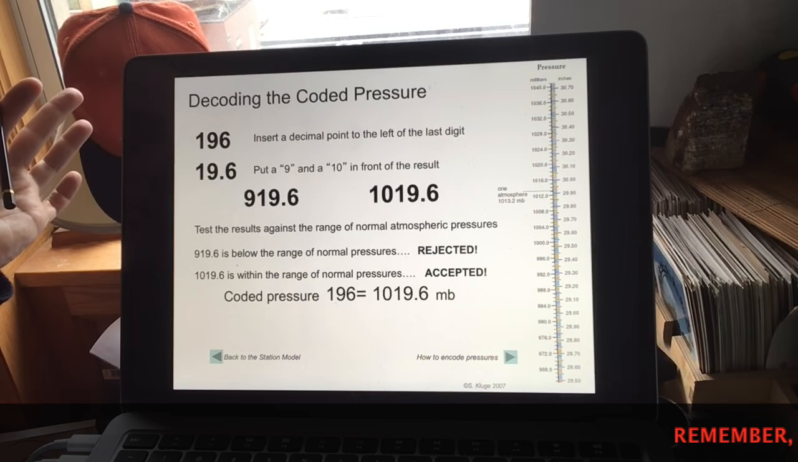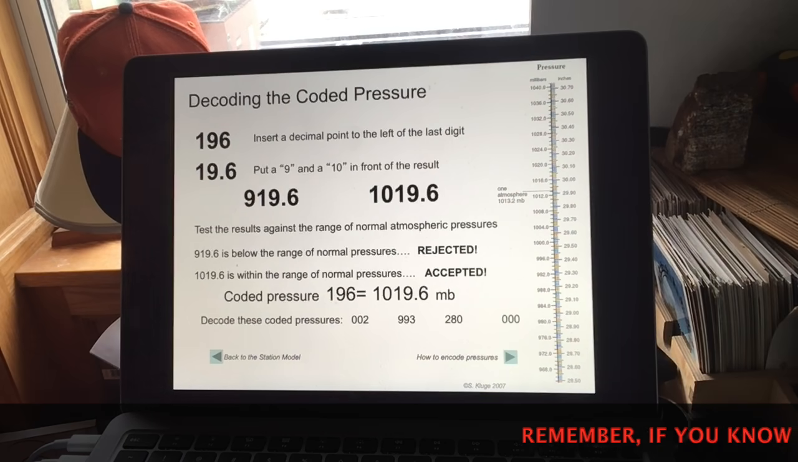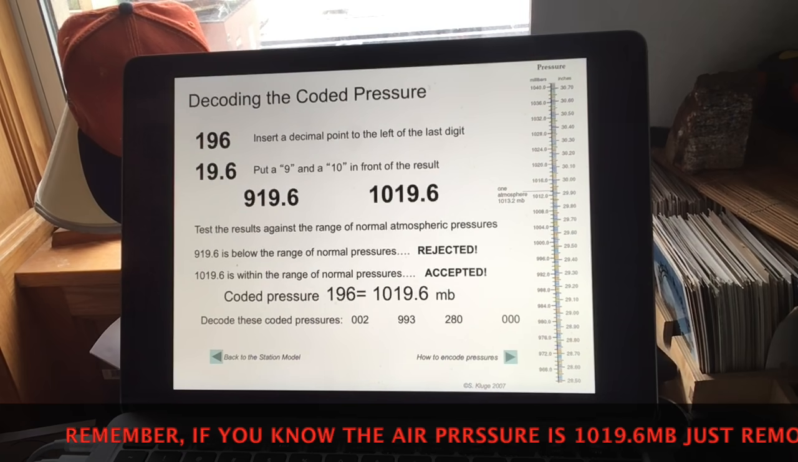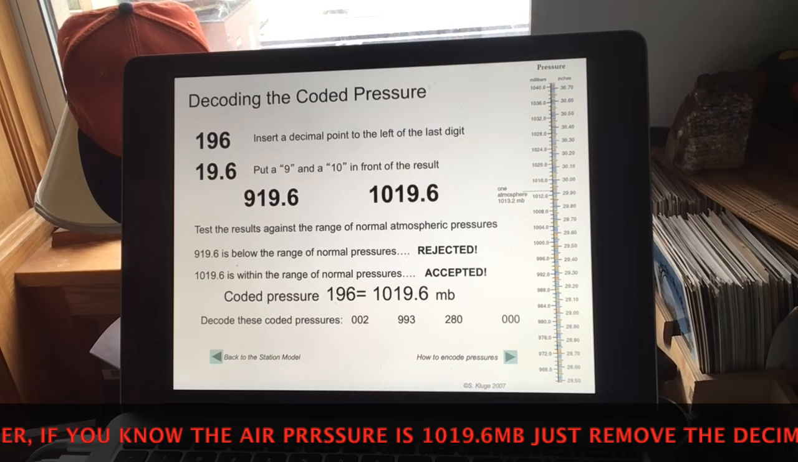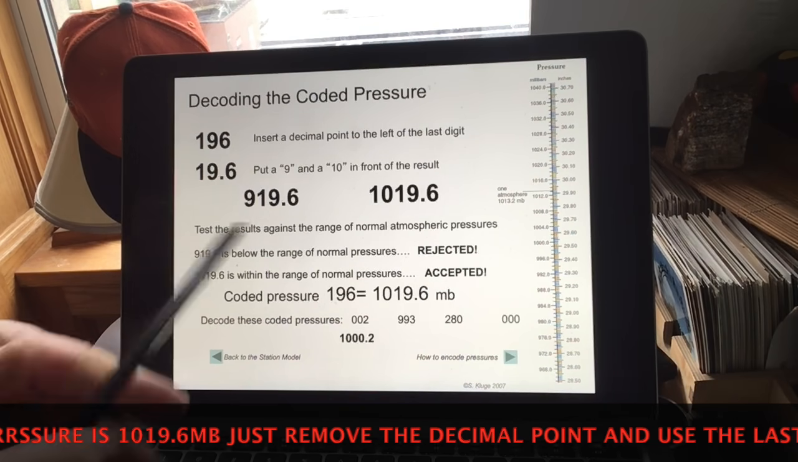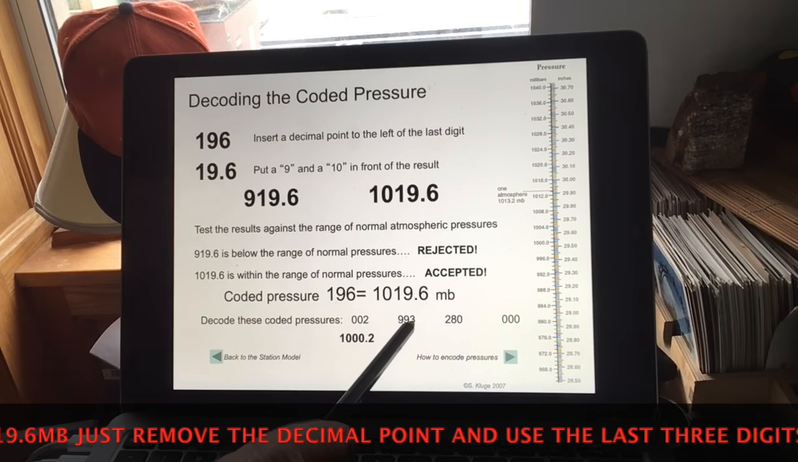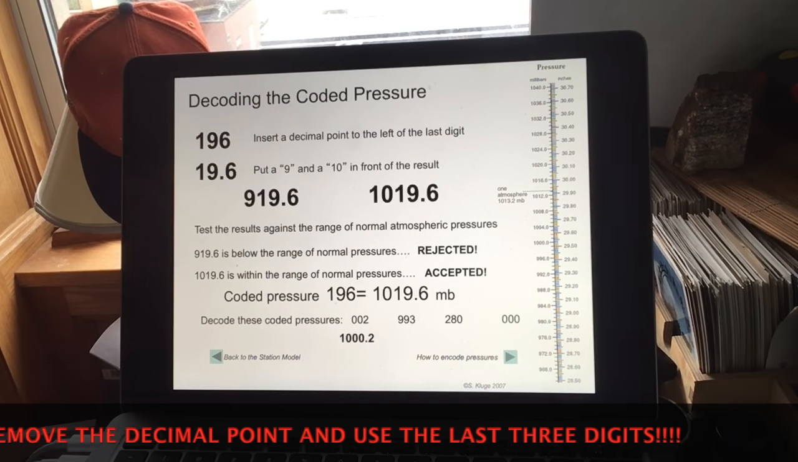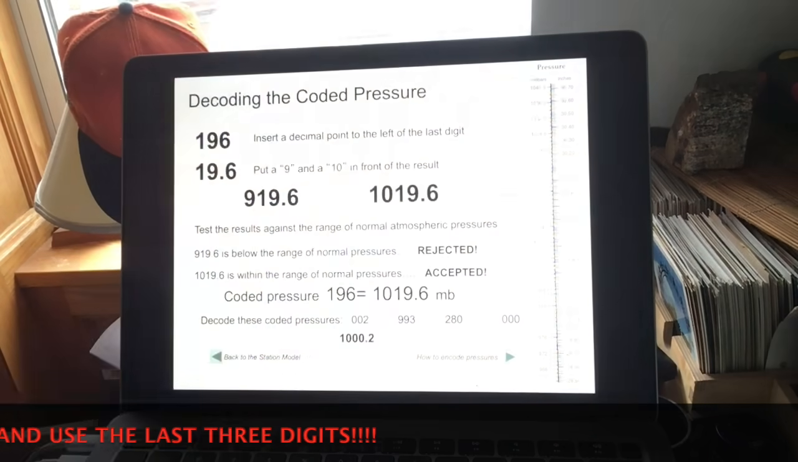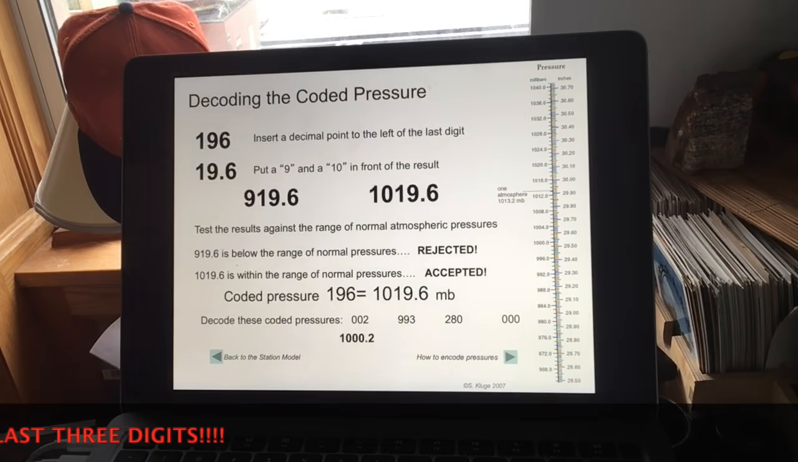Then, if we were going to decode these, if we saw in a station model 002, what would it be? Well, it would have to be 1000.2 because 900.2 isn't on the scale. What about 993? Well, if I put a decimal here and I put a 10 in front of that, I'd have 1099.3, which is not on the scale. It must be 999.3. What about 280?